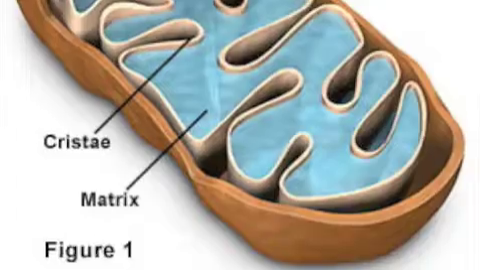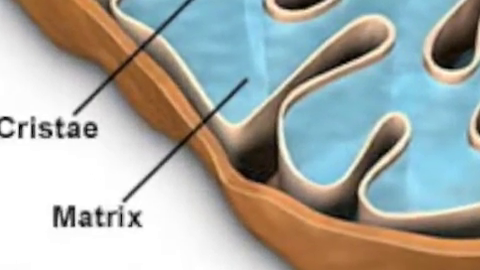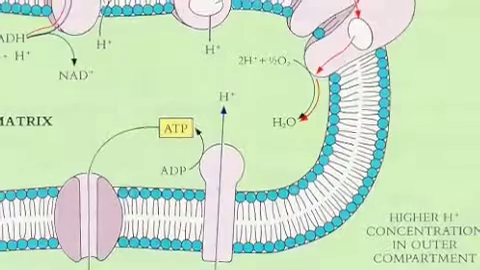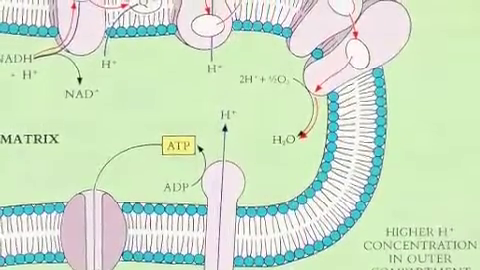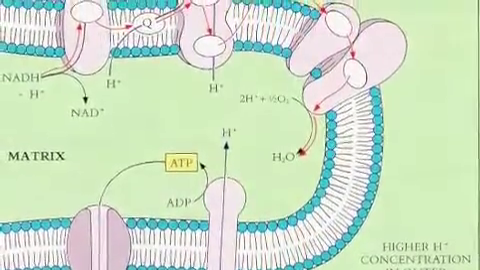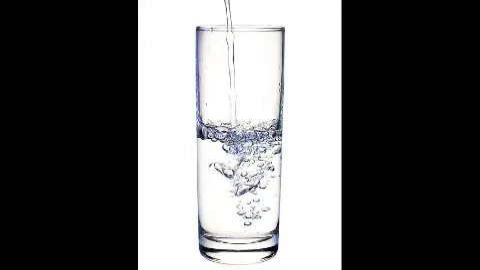Yes! Krebs cycles in the matrix, forming energy molecules that go to the cristae and then get transformed into ATP through the electron transport chain. Makes a byproduct of H2O.